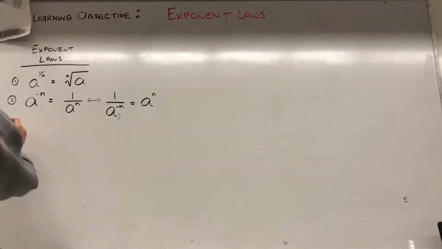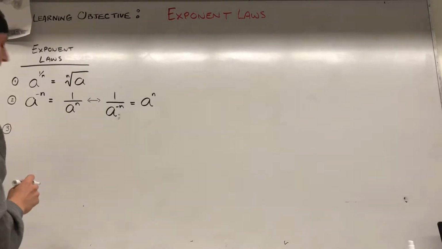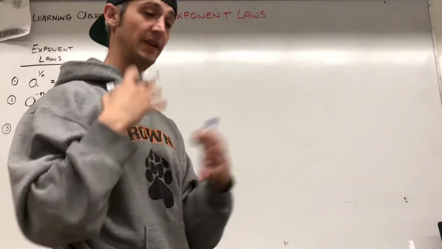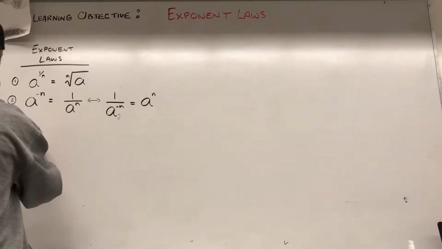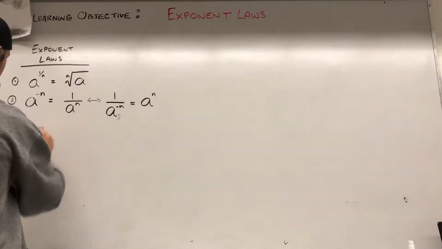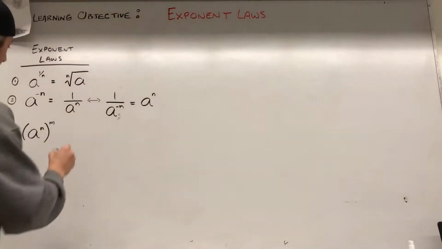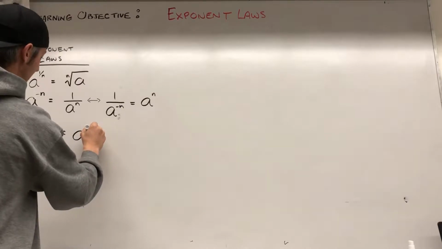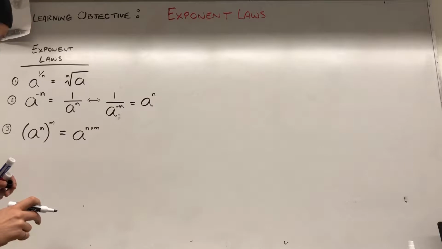Okay, so now we're going to talk about a third law called the power of a power law. These laws all complement each other and they work with each other to simplify, but this law tells us that a to the power of n, all to the power of m, is the same as a to the power of n times m. A power to a power, they multiply by each other.